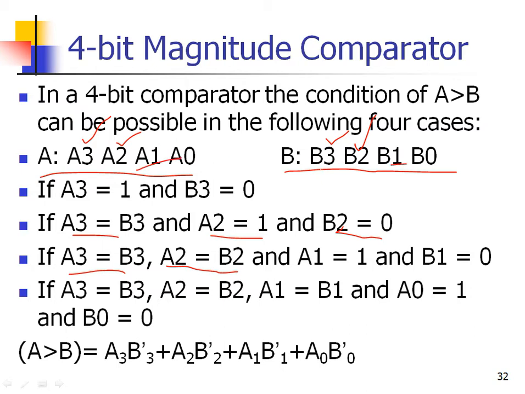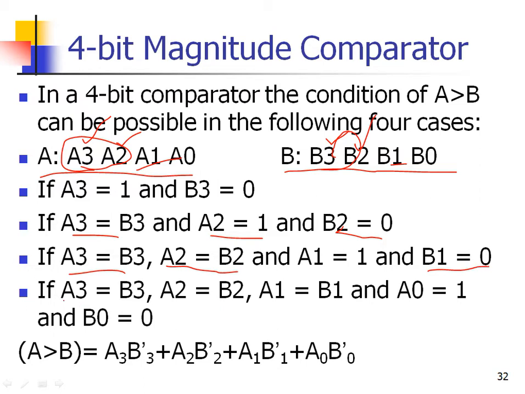If both are equal, we need to check whether A1 is greater than B1. That is what is given here. If A3 equal to B3 and A2 equal to B2 and A1 is equal to 1 and B1 is equal to 0, we identify that A is greater than B.